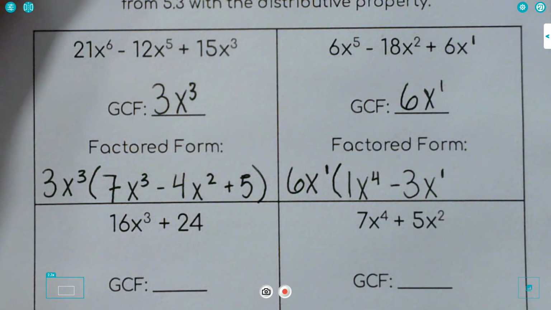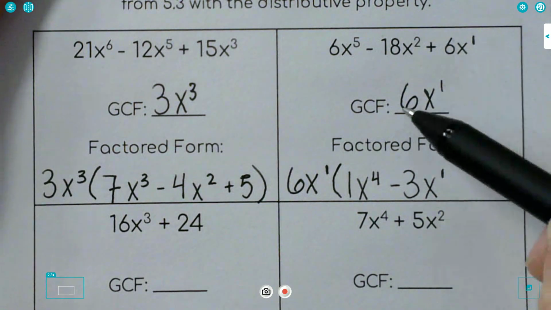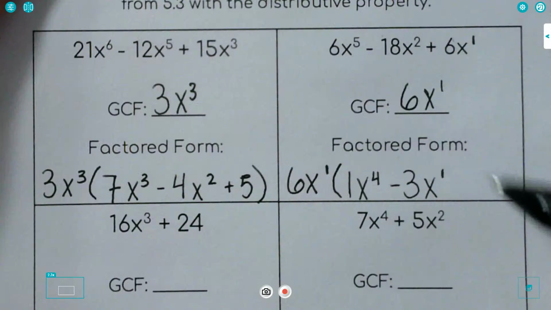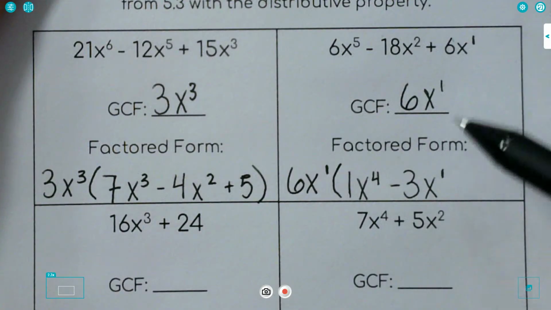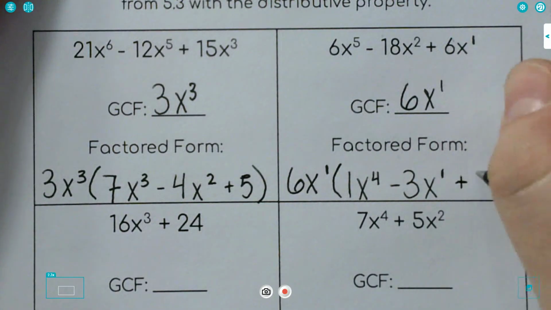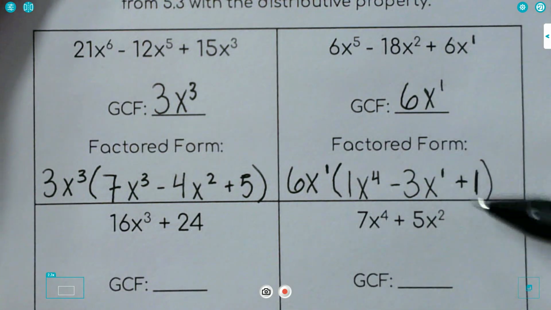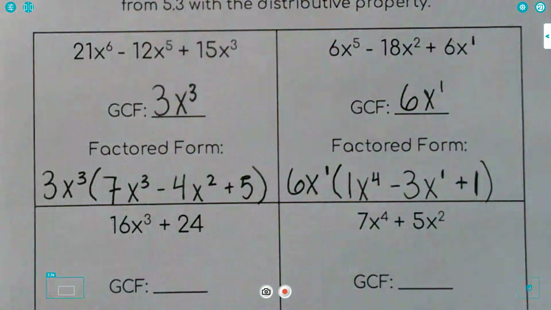And then right here, this is a little confusing. 6 divided by 6 is 1. And then 1 minus 1 is none. There's no x's left. Right here, I still need a plus 1, because 6x to the 1st divided by 6x to the 1st is going to leave us a 1. You have to have a term there. All right. Any questions right now?